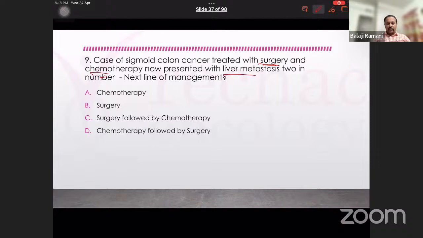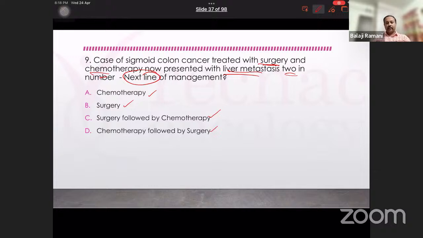On follow-up, the patient presents with liver metastasis, 2 in number. What is the next line of management? Is it chemotherapy? Is it surgery? Surgery followed by chemo, or chemotherapy followed by surgery? Now, on the face of it, what kind of scenario is this? This is after how many months, it is not known.